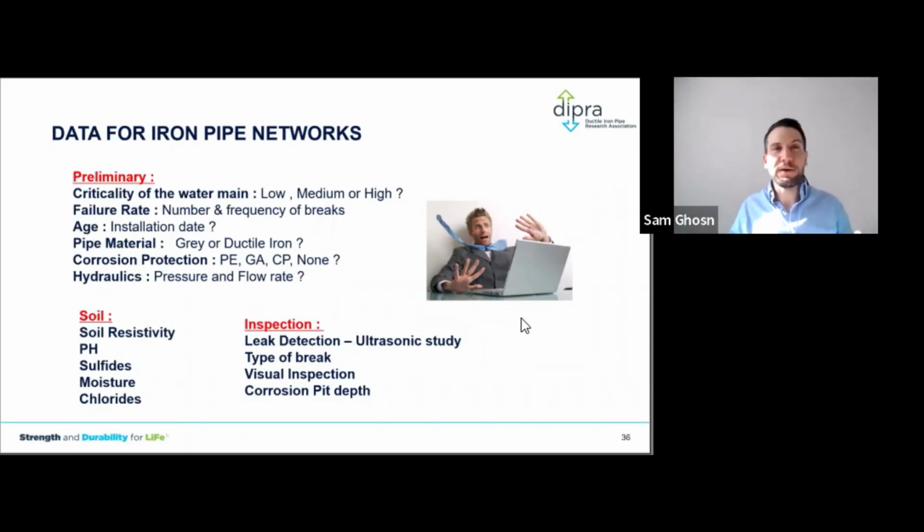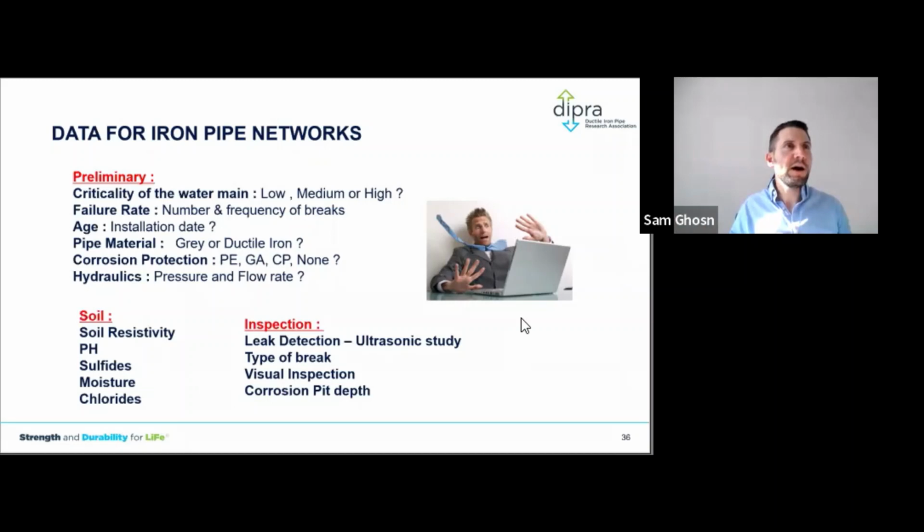So pipe material, understand the difference. Gray iron pipe may have circumferential breaks, mechanical failures. Ductile iron pipe, most likely not. It will not fail from mechanical failures. It will fail mostly from corrosion if it was not protected from day one. Like I said, in the 60s and 70s, those mains were installed without proper corrosion control in many areas across Ontario.